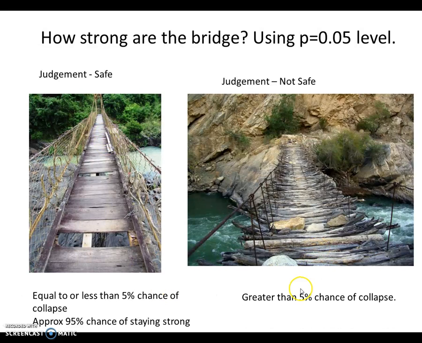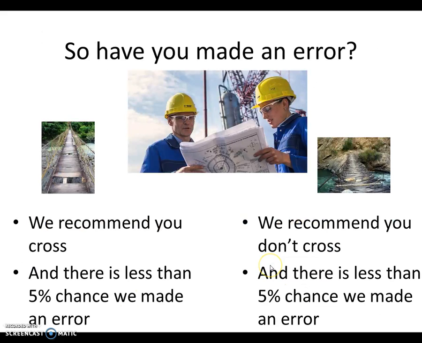On this side, there's a greater than 5% chance of that collapsing. They don't know exactly what level, but there's a greater than 5% chance. So there's less than 95% chance of it staying strong. So obviously, what we're going to do, we're going to go across this bridge. And there is a 5% chance of collapse, but it's better than a greater than 5% chance of collapse.